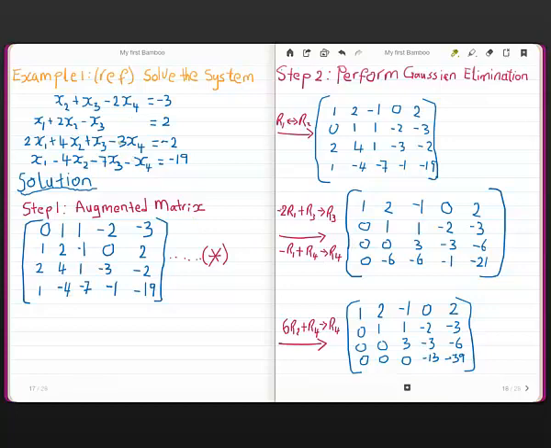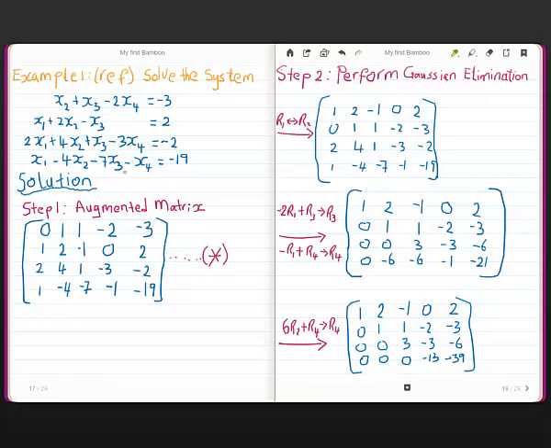Solve the following system. Now, step one would be to get the augmented matrix, which will be the matrix of coefficients together with the matrix of constants on the right hand side. So together we have the augmented matrix. Let's start off with row 1. The coefficient of x1 is 0, the coefficient of x2 is 1, the coefficient of x3 is 1, the coefficient of x4 is negative 2, and the constant on the right hand side is negative 3.